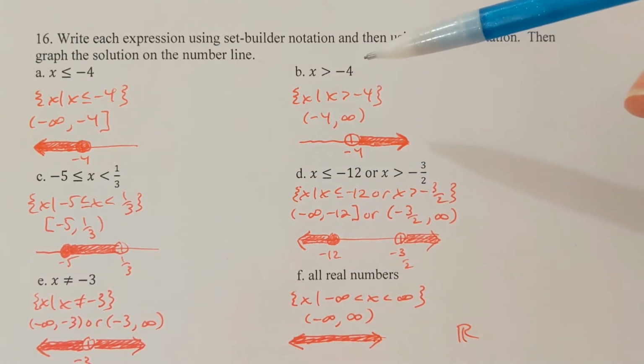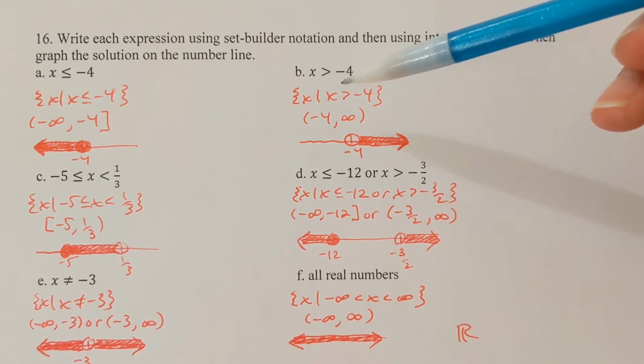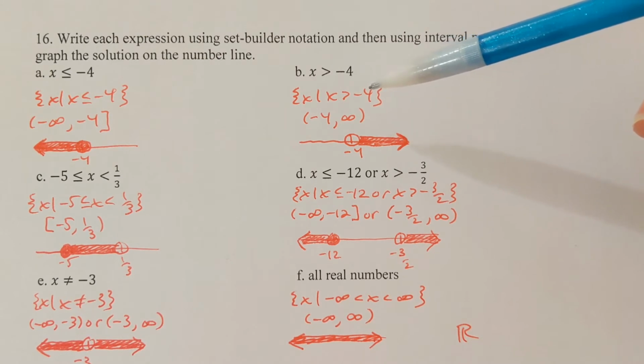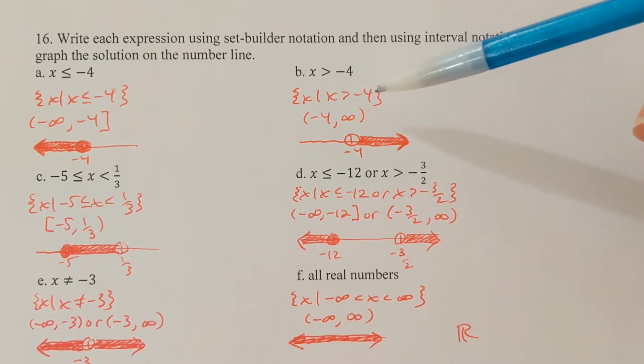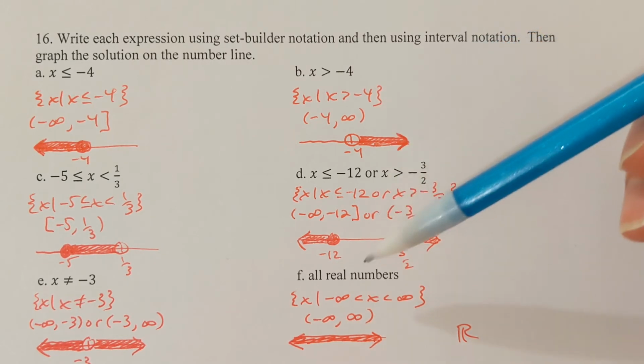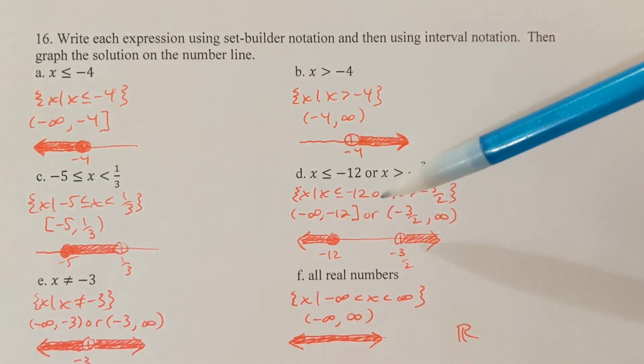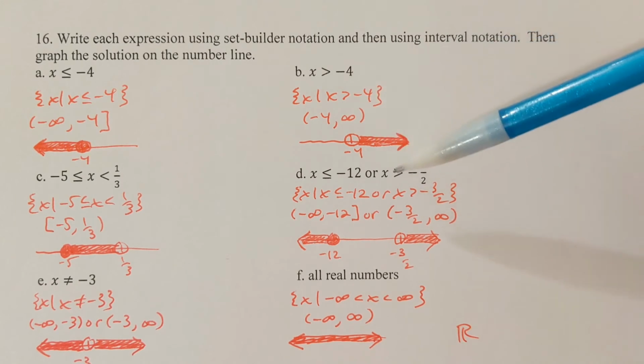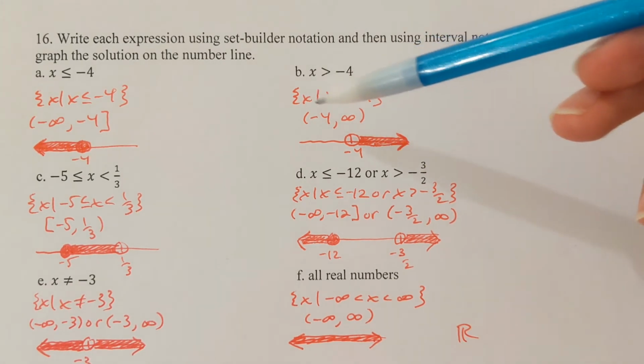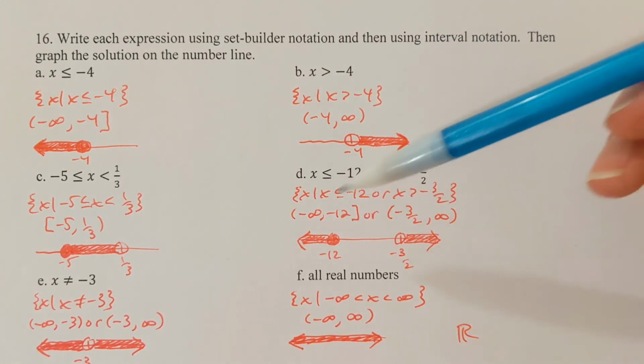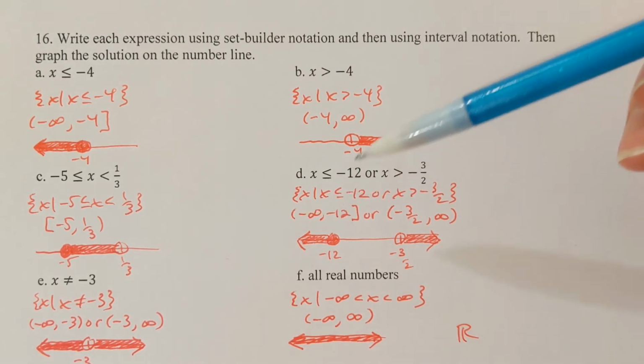Part B, x greater than negative 4. Okay, so I got the set of all x such that x is greater than negative 4 using set builder notation. By the way, using set builder notation, I'm just going to write exactly what I have in the line above there using set notation, the set of all x if x is the variable.